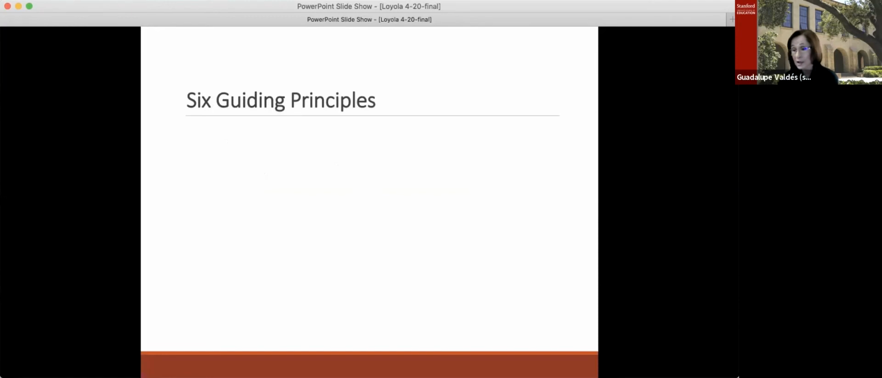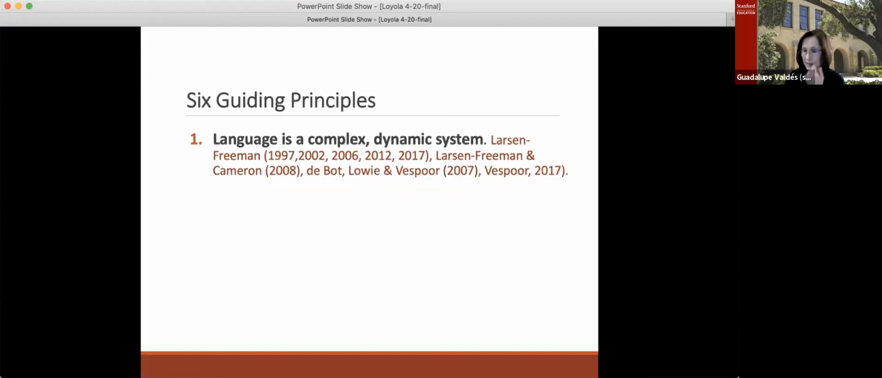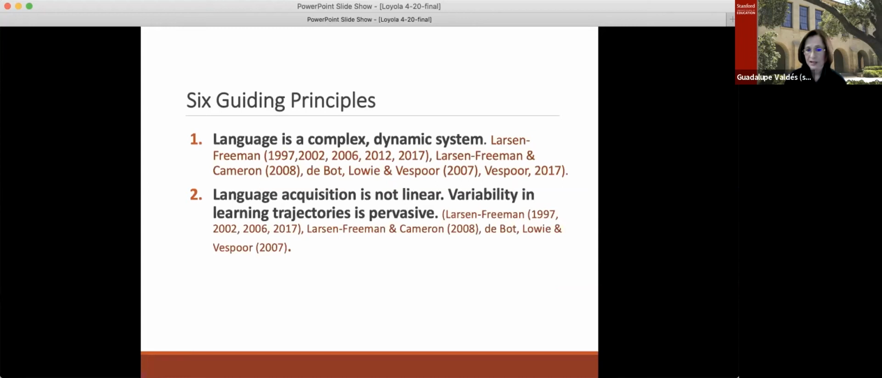So, in our project, we came up with 6 guiding principles, and the 6 guiding principles are the following. That language is a complex dynamic system. A lot of research has been done on that lately, okay? And you'll have all of these references when you have the PowerPoint. And language acquisition is not linear. Variability in learning trajectories is pervasive.